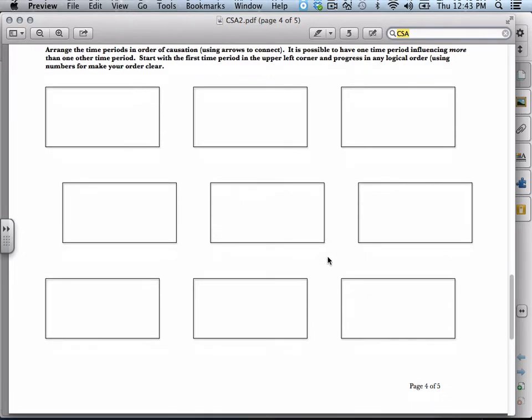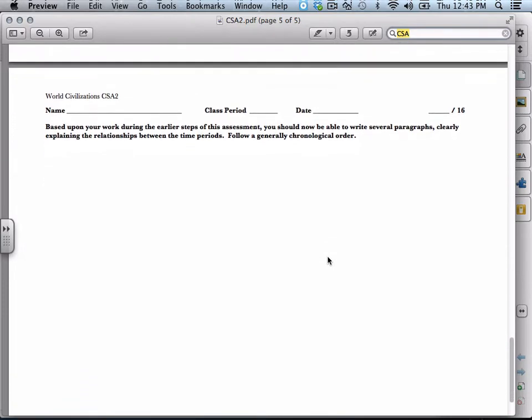And then this is the prompt. Based upon your work during the earlier steps of this assessment, you should now be able to write several paragraphs clearly explaining the relationships between the time periods. Follow a generally chronological order.